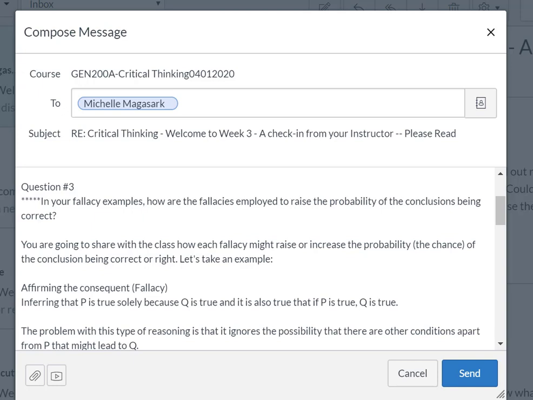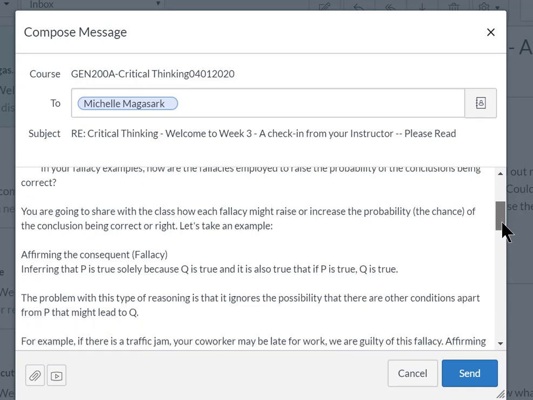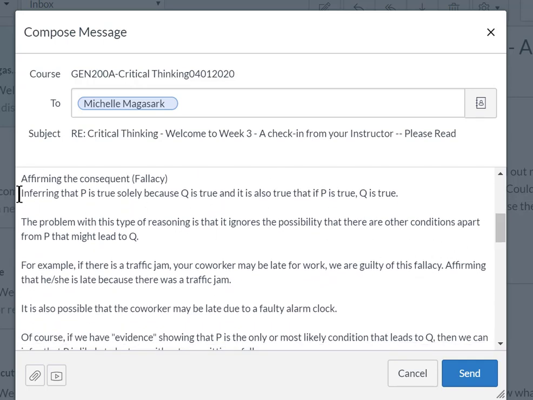Let's take a look at an example. In this example, I am going to use affirming the consequent, and it's a fallacy. And what it says is inferring that, let's say, P is true solely because Q is true, and it is also true that if P is true, Q is true. And I know you've probably heard in math of those if-then equations, if this, then that. Well, that's what we're looking at in this particular fallacy.